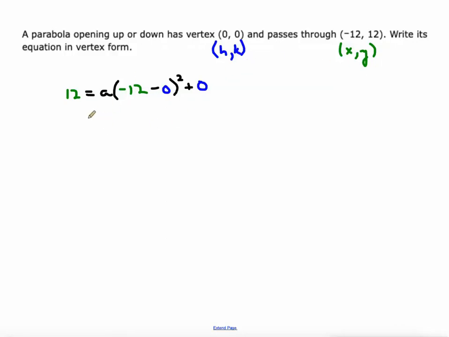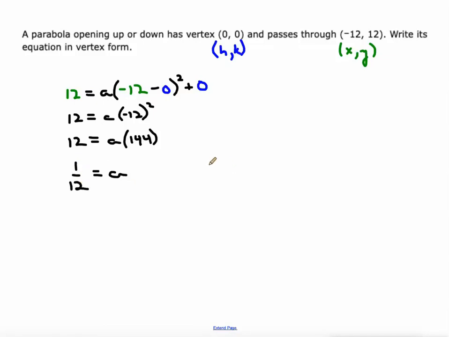All right, so now we'll solve this equation for a. All right, so 12 equals a times negative 12 squared. When we drop those zeros, just simplifying a little bit. And then a times 144, because negative 12 squared is 144. And then when you divide both sides by 144, 12 over 144 simplifies to 1/12.